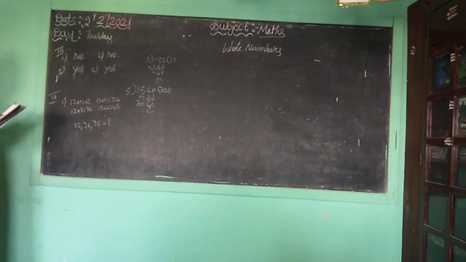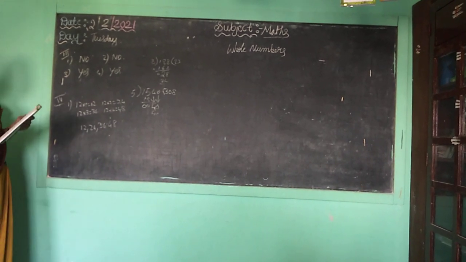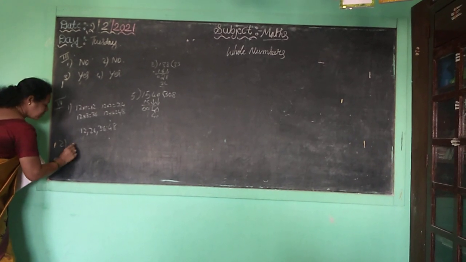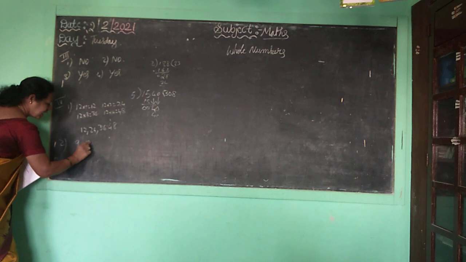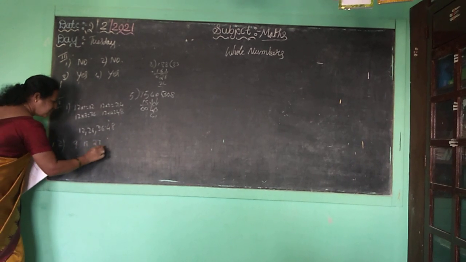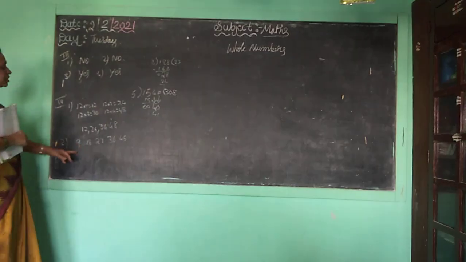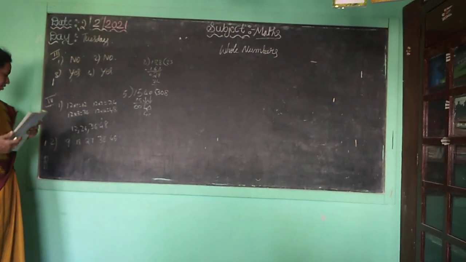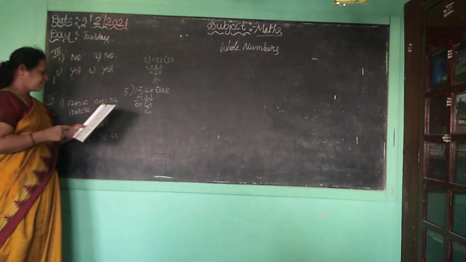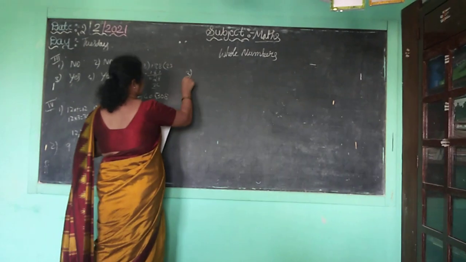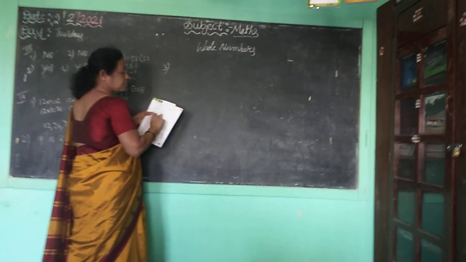So next is what? Write the first 5 multiples of 9. 9 table, first 5 multiples. 9 ones are 9, 9 twos are 18, 9 threes are 27, 9 fours are 36, 9 fives are 45. This is the first 5 multiples of 9. Next, third question is what? Write the first 3 multiples of 14.